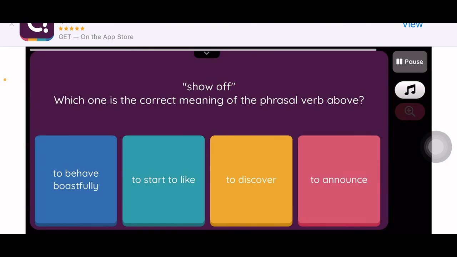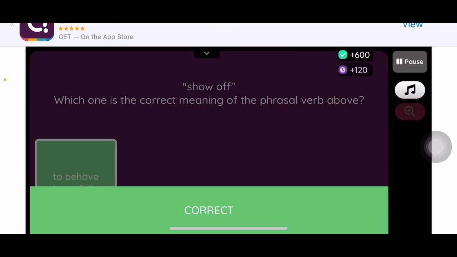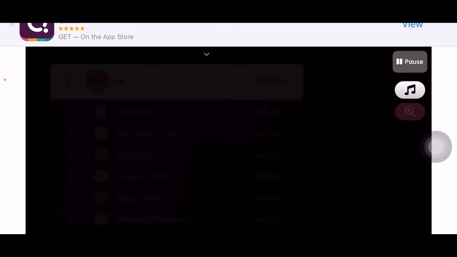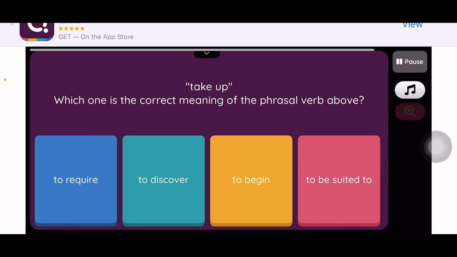Next, show off. Which one is the correct meaning of the phrasal verb above? Show off: to behave boastfully, to start to lie, to discover, or to announce. So the answer is to behave boastfully.